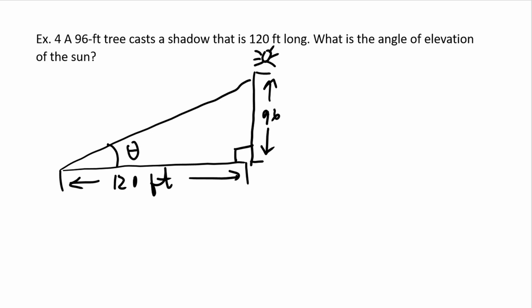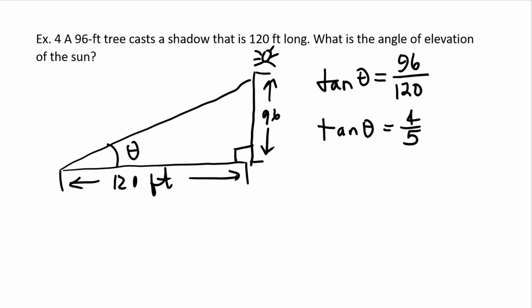And so we have a measurement for this theta, the length that's opposite to it, and one that is adjacent to it, which then lends itself to us using that the tangent of theta, which is opposite over adjacent, would be 96 over 120. We can simplify that a little bit and say that tangent of theta is equal to 4/5. That still doesn't give us the angle of elevation that we need, so we've got to use an inverse trig function. We solve for theta, and theta is actually tan inverse of 4/5.